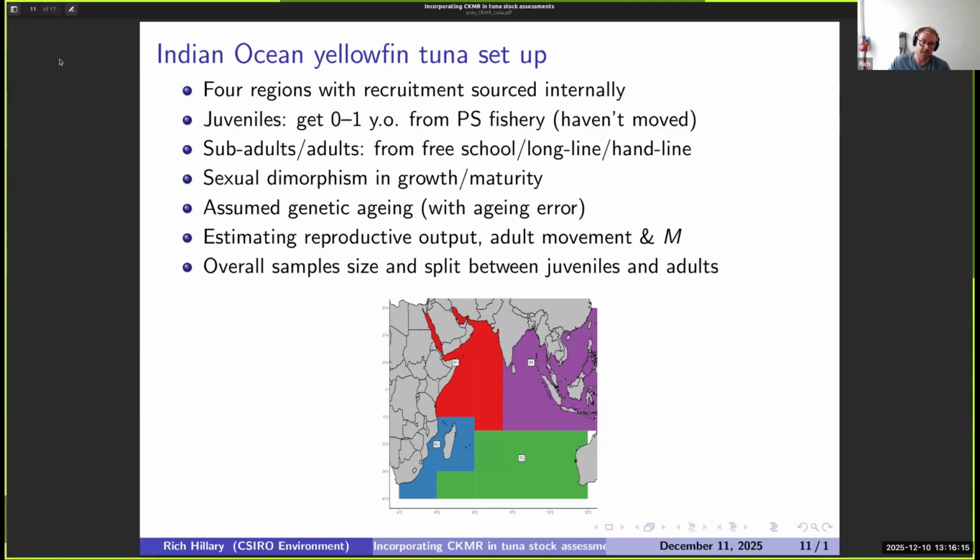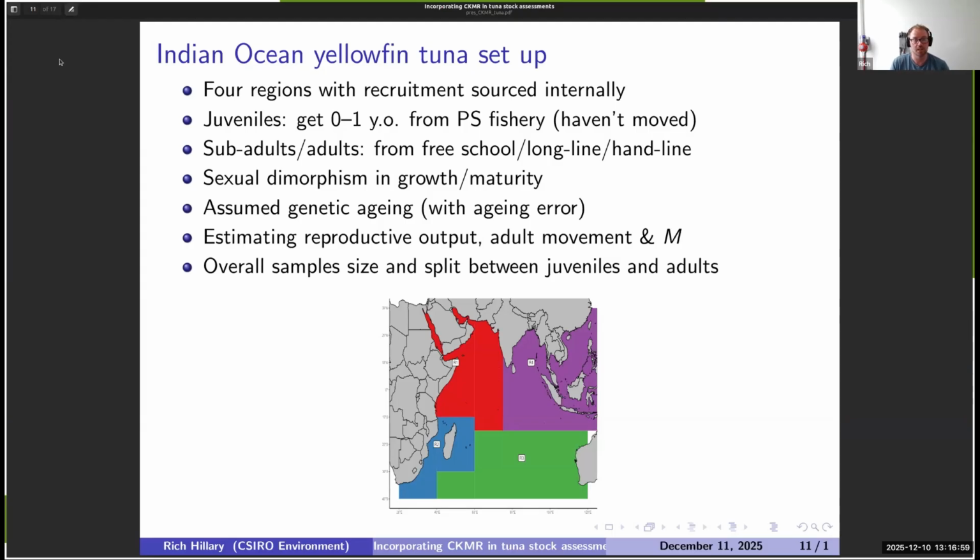A really important point, and this leads to the focused sampling issue, is that we assume you can get juveniles between the ages of 0 and 1, so at most 1 year old, from the purse seine fishery. Why do we do that? Well, because we can reasonably assume, or we hope we can, that they wouldn't have moved. If they're going to move as well as the adults that can move around, that really does blow out a lot of the complexity within the model. So we focused on getting the youngest animals possible from that purse seine fishery to ensure that the juveniles aren't going to move. The sub-adults and the adults, we assume we can get from the far end of the free school selectivity from the long line and the deeper hangline fisheries.